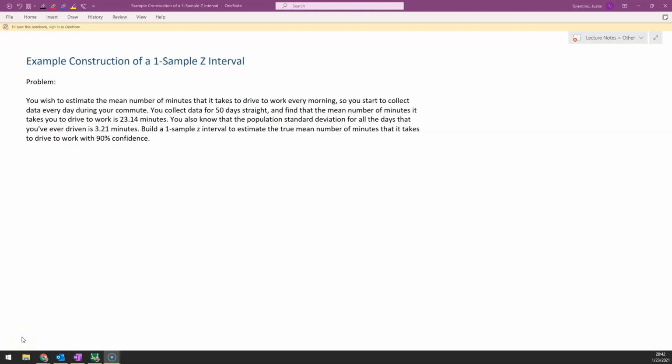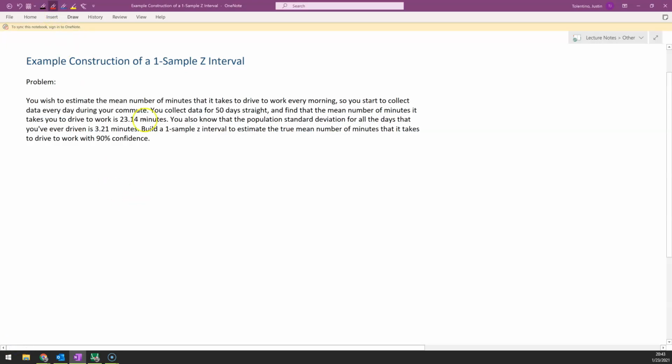You wish to estimate the mean number of minutes that it takes to drive to work every morning, so you start to collect data every day during your commute. You collect data for 50 days straight and find the mean number of minutes it takes you to drive to work is 23.14 minutes. You also know that the population standard deviation for all the days that you've ever driven is 3.21 minutes. Build a one sample z interval to estimate the true mean number of minutes that it takes to drive to work with 90% confidence.